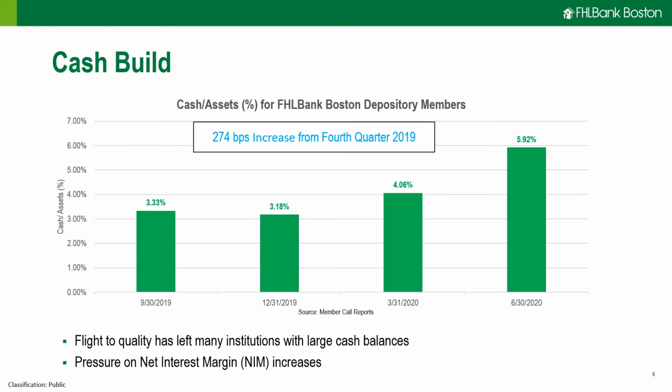We're going to start off by looking at cash build over the last 4 quarters. As you know, the Fed cut rates to 0% in the middle of March, and market volatility spiked at the same time, with spreads widening significantly and uncertainty reaching highs. As you can see at the end of March, our members started to take a defensive position and bolster up liquidity. And then as you see in June, that level spiked up even higher.